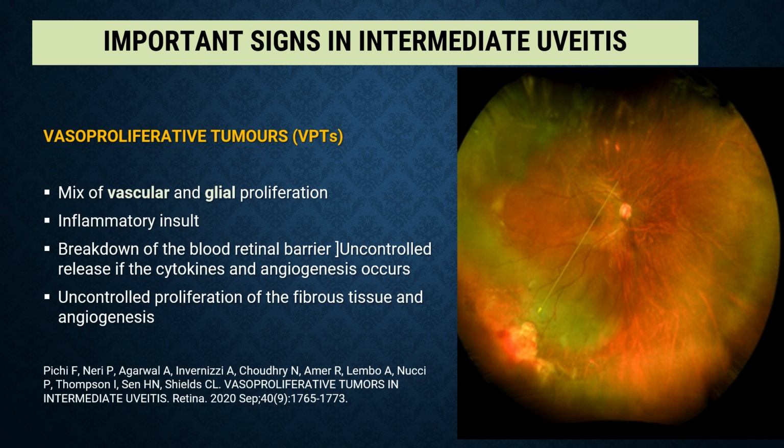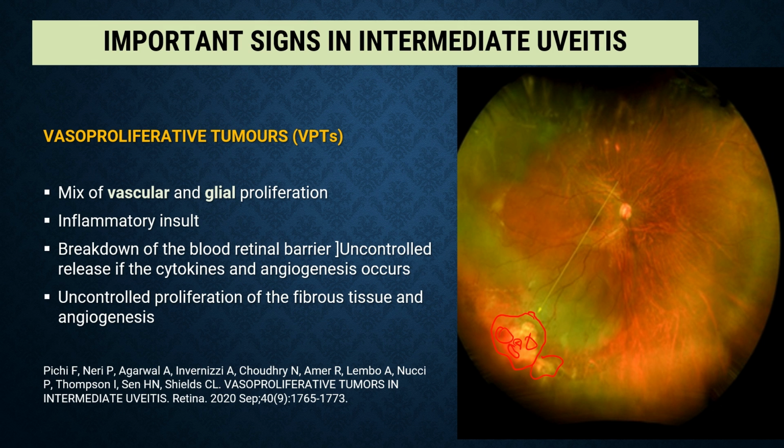Now, another important complication of intermediate uveitis is the development of a vasoproliferative tumor. So you can see this yellowish structure over here. This yellowish structure is not just yellow. You can see these reddish colored things in it. So that is your vasoproliferative tumor. It is basically a mix of a vascular component, which can be seen as the red blood vessels on it, and it also has a fibrous component, which is the glial component, seen in the yellow color, right?